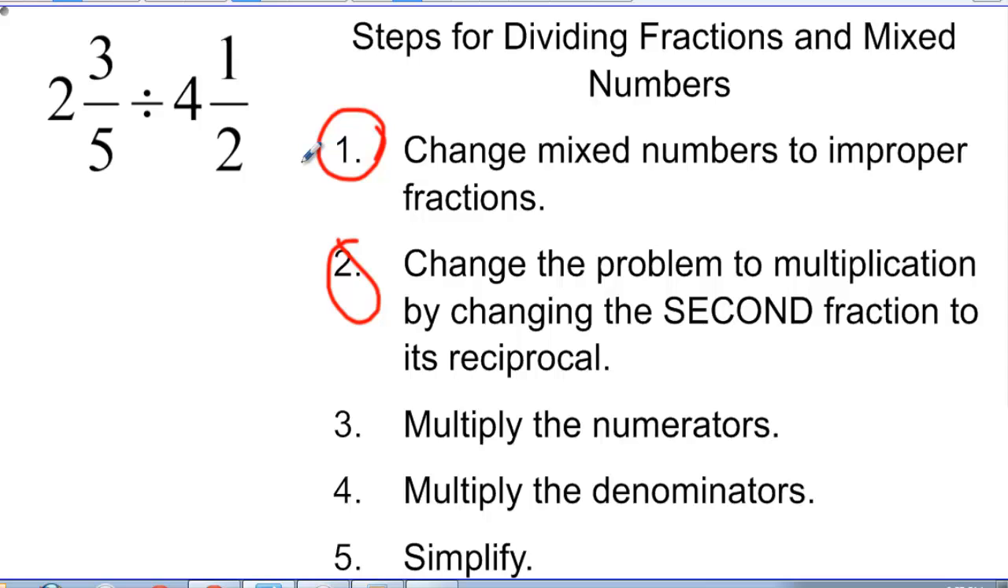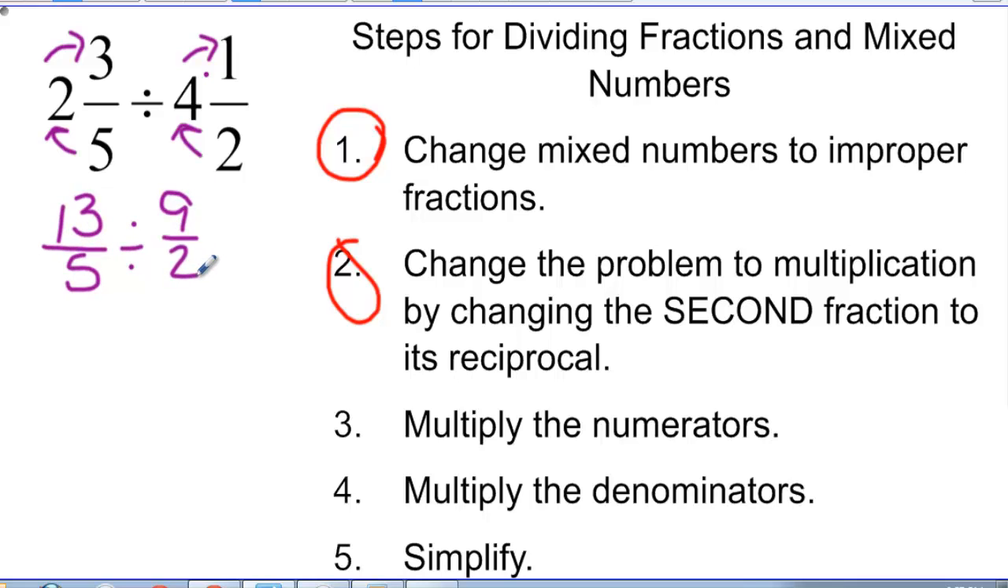I am going to first change my mixed numbers to improper fractions. We sure do this a lot, don't we? Hopefully everybody knows how to do that. So this is going to give me 13/5 divided by 9 halves. I have not done anything about the reciprocal yet. I've just changed my mixed numbers to improper fractions.